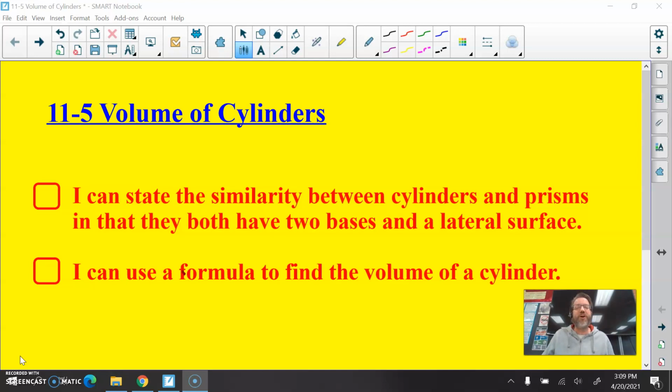All right, so volume is another word for capacity, how much something can hold. So how much could this hold? Whatever you put inside of this can, how much could it hold? All right, so we do have a formula for finding volume of a cylinder, and I think you're going to like the formula. It's a nice one.